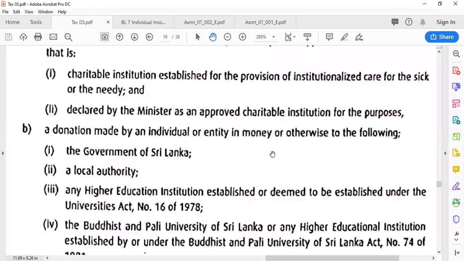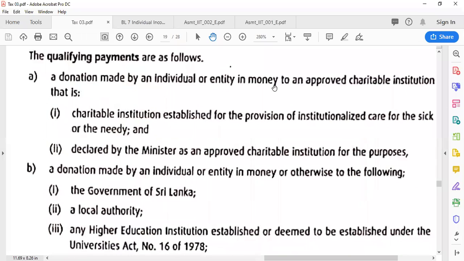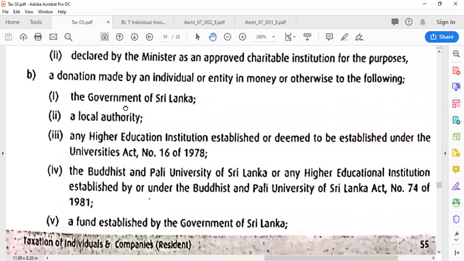To whom? Section A talks about charitable institutions, but section B talks about donation to the government of Sri Lanka. If you contribute to the COVID-19 fund established by the President of Sri Lanka, that is a qualifying payment. Local authority means Pradeshiya Sabha, Municipal Council, Urban Council. So if you give a donation in terms of money or in other ways, that can be considered as a donation.